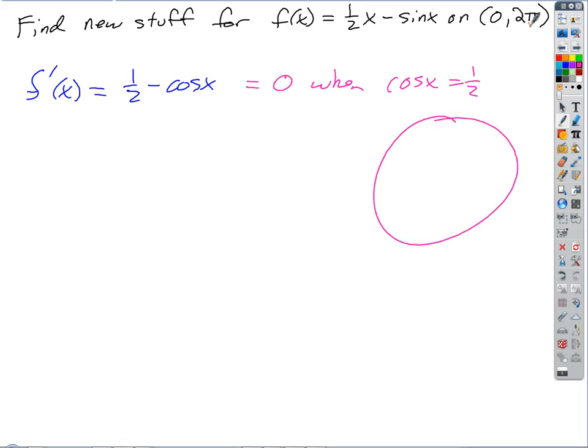So on our domain, and look at our domain, it's essentially one lap of the unit circle, right? You've got your left hand, right? You guys know the trick? So try it. Where is the cosine of x equal to 1/2? Do you remember how to do that?